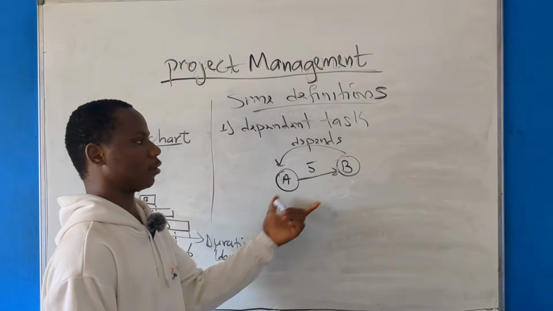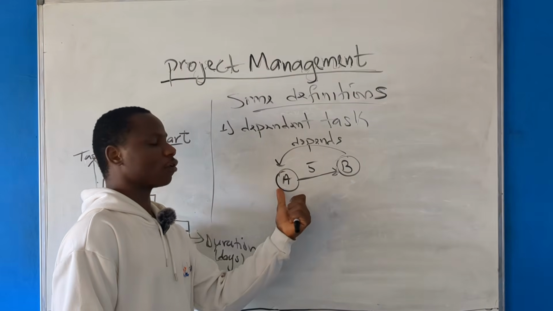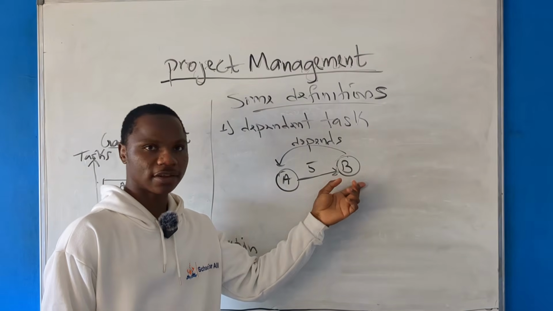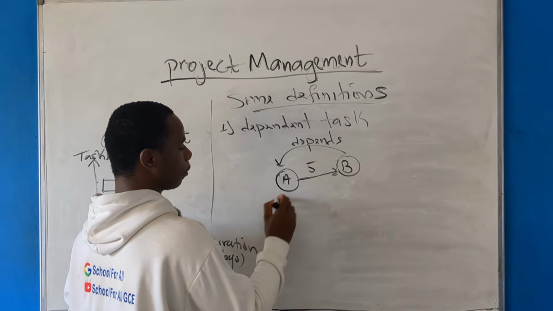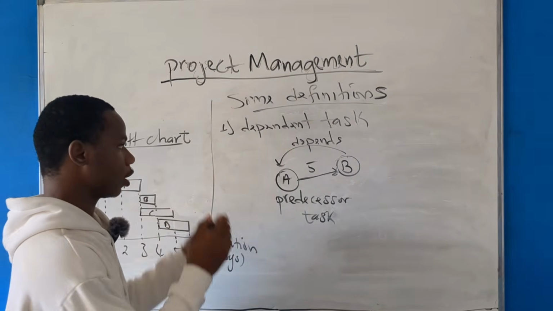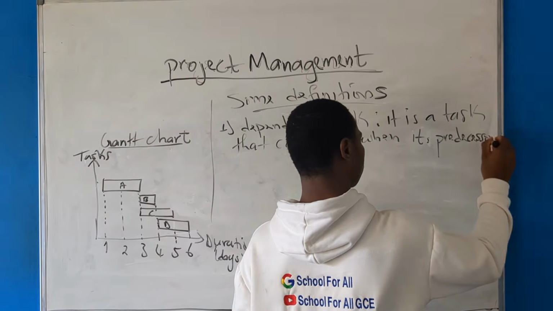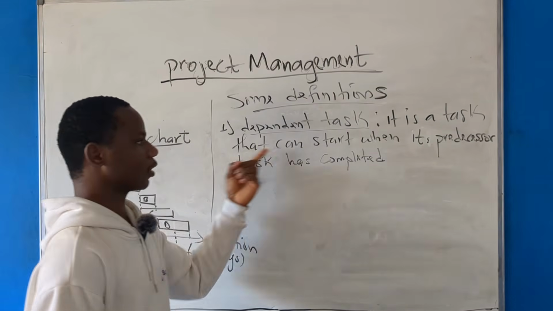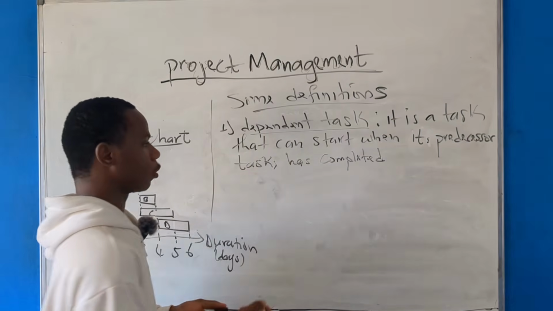So what is a dependent task from this? It's very easy. A dependent task is a task that can start when the previous task has completed its execution. Or another person will say, a dependent task is a task that can start when the predecessor task has finished its execution. Good. Take note of that. So that's the definition of a dependent task. Let me just write it very fast. Good. A dependent task is a task that can start when its predecessor task has completed.